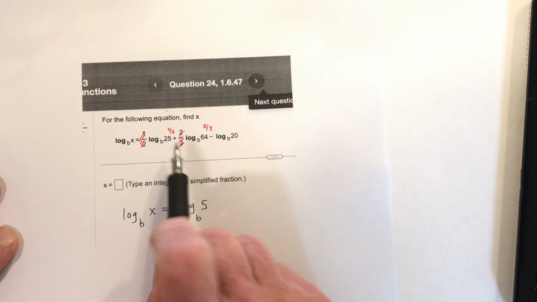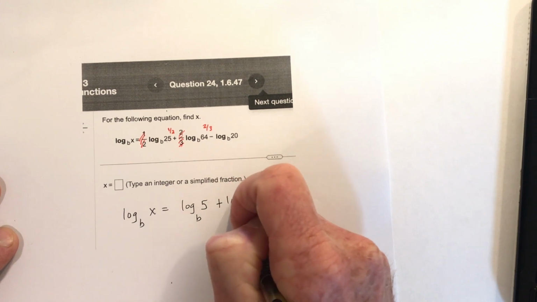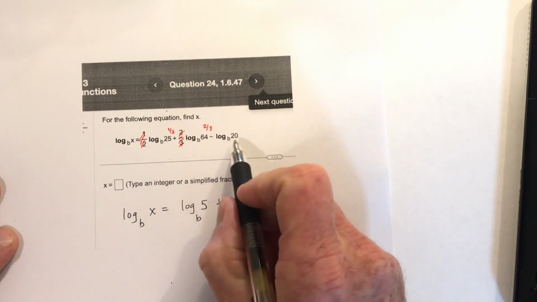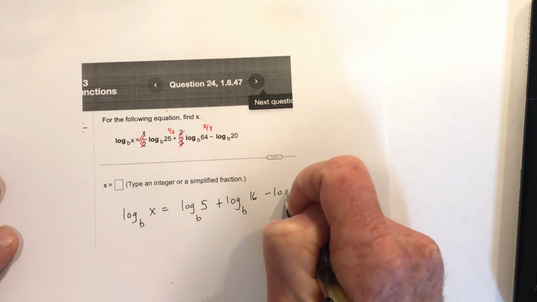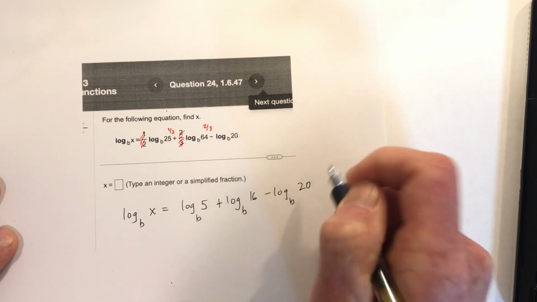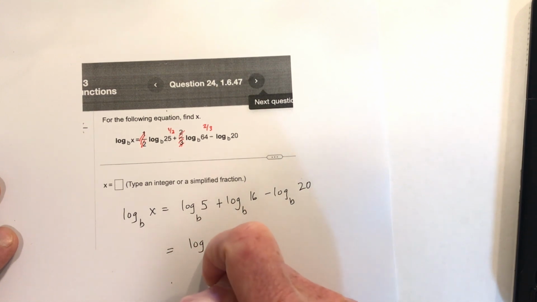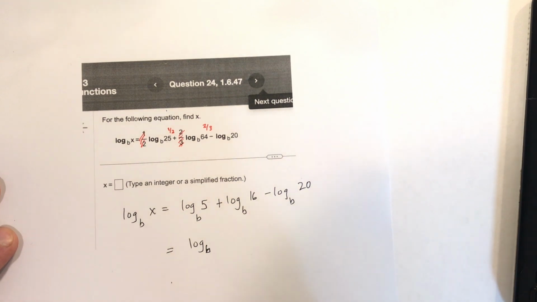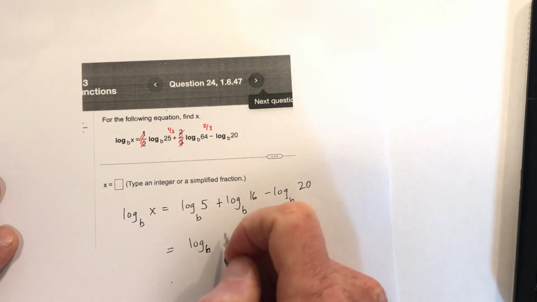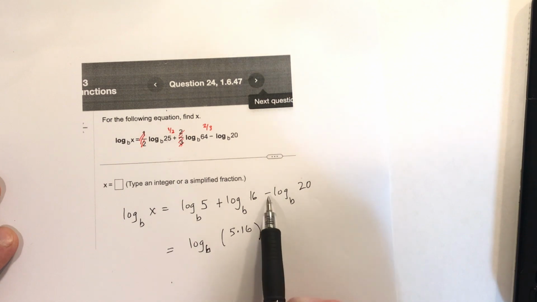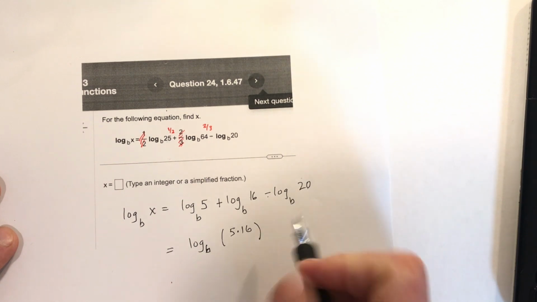So this one did say plus. So plus log base b of 16. And then this one, I just copy it down. Minus log base b of 20. So now we'll use the rules for logarithms that you can combine logarithms. So I can combine the first two, log base b, and since these are added, that means multiply these two numbers. So whatever 5 times 16 is. And when it's subtracted, that means you divide by this number.